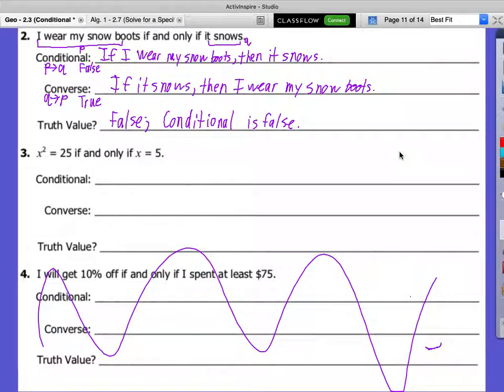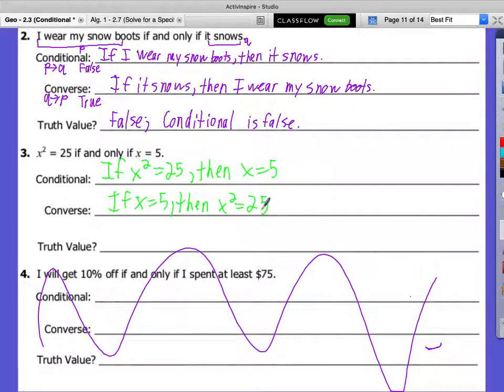Hey, Jillian, what's our conditional? If x squared equals 25, then you can say x has to equal 5, or you can say then x equals 5, because this implied that it has to at that point. Very good. Anybody share our converse here? Okay, go ahead, Colton. X equals 5, then x squared equals 25. Very good.